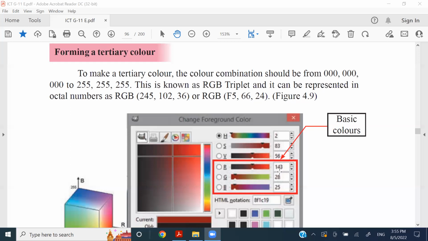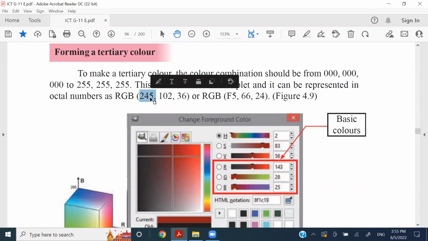R255 means red in maximum is being given. So R100 means red is given partially. Right, likewise. Right, so they have given it like this, or else this is the way that it is being represented.